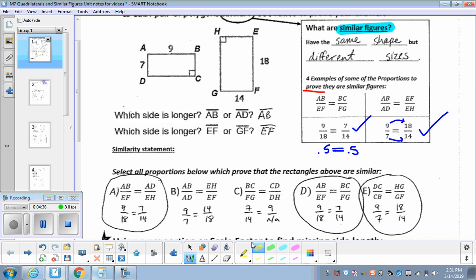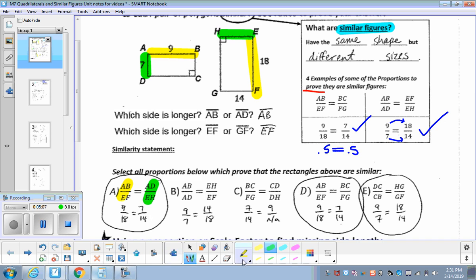And let's go through answer choice A. So A says AB over EF. They're saying from the smaller shape to the bigger shape, those things match up, and it's a 9 and an 18. And then AD is right here, that's a 7. And EH is over here, and we know that that is the same measurement, so it's a 14. So we're going from the smaller shape to the bigger shape, from a 9 to an 18 and a 7 to a 14.